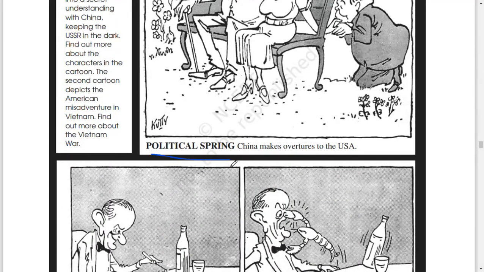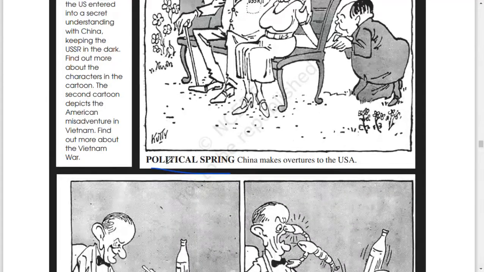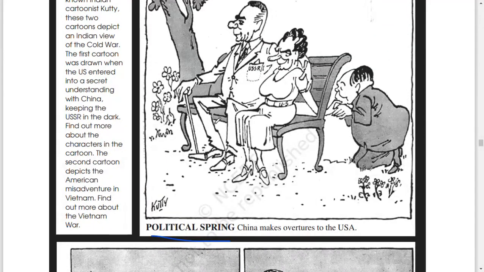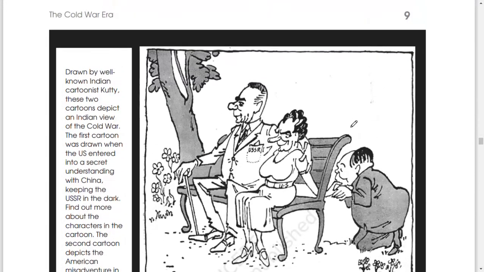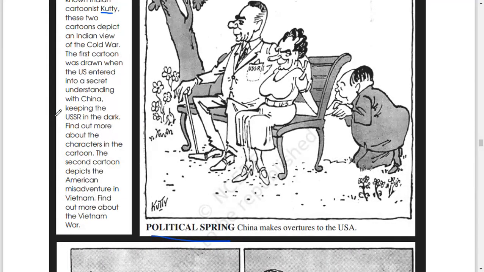Political spring. China makes overtures to the USA. Drawn by well-known Indian cartoonist Kutti. These two cartoons depict an Indian view of the Cold War. The first cartoon was drawn when the US entered into a secret understanding with China, keeping the USSR in the dark. Find out more about the characters in the cartoon.